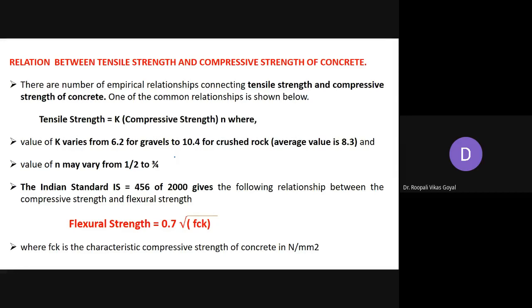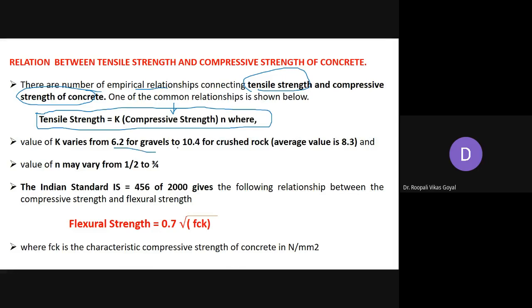Just to have an idea of what the relation is between tensile strength and compressive strength, there are a number of empirical relationships connecting the two. One of the common relationships is the following. As per this relationship, tensile strength is equal to K into compressive strength to the power N, where K varies depending upon which kind of aggregates you have used.